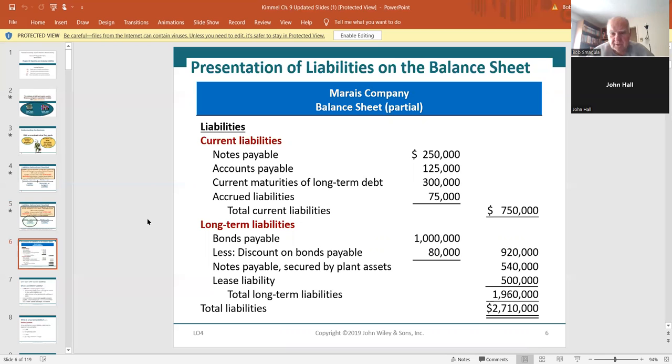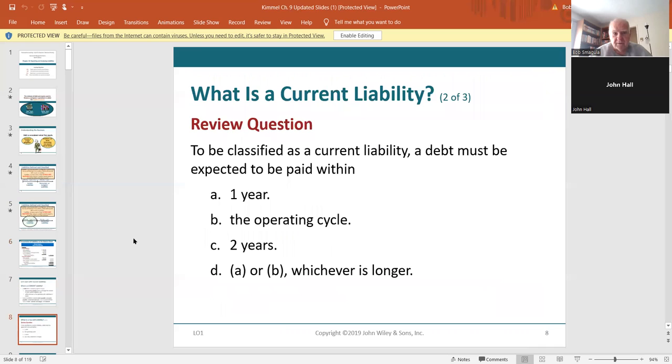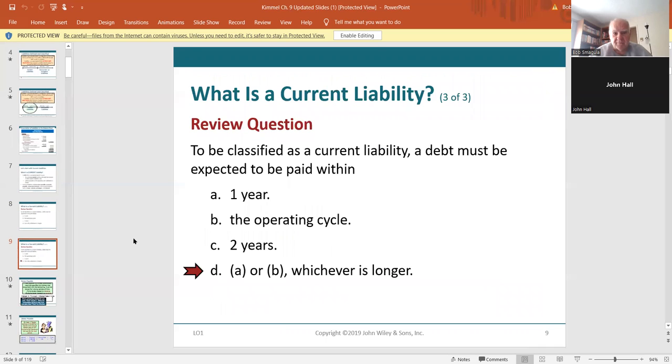So we total up the current liabilities and we do the same thing for the long-term. The long-term are the bonds. Any discount or premium has to be added or subtracted from that. Any notes payable, long-term leases, and other things you can imagine, other borrowing arrangements. Current liabilities. Boy, they're really giving us a lot on current liabilities, huh? A debt a company expects to pay within 1 year. What is a current liability? It's the debt that's due within a year or the operating cycle, whichever is longer. For our purposes, it's 1 year.